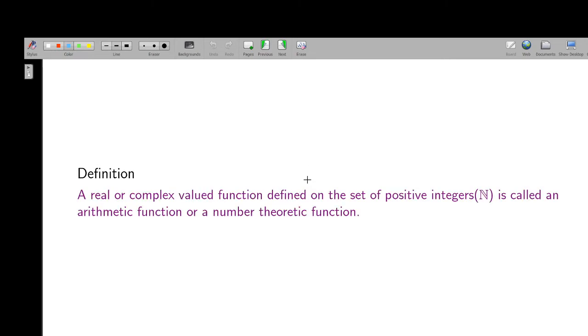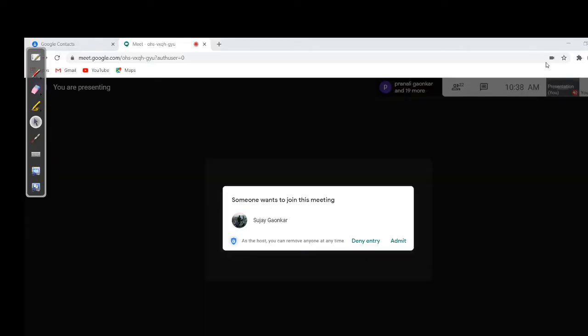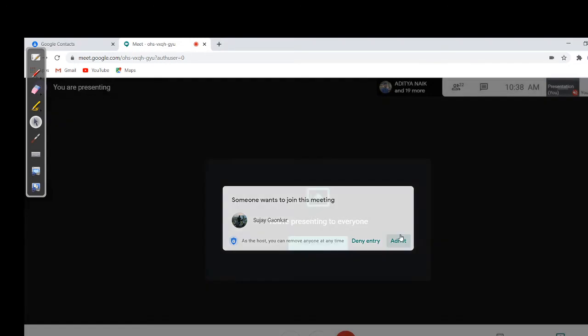Herein specifically we will look at real and complex valued functions. So arithmetical functions for us, or number theoretic functions, we will be using the term arithmetical functions, are real or complex valued functions defined on the set of positive integers. That means functions going from N to either R or C. So these are arithmetical functions.